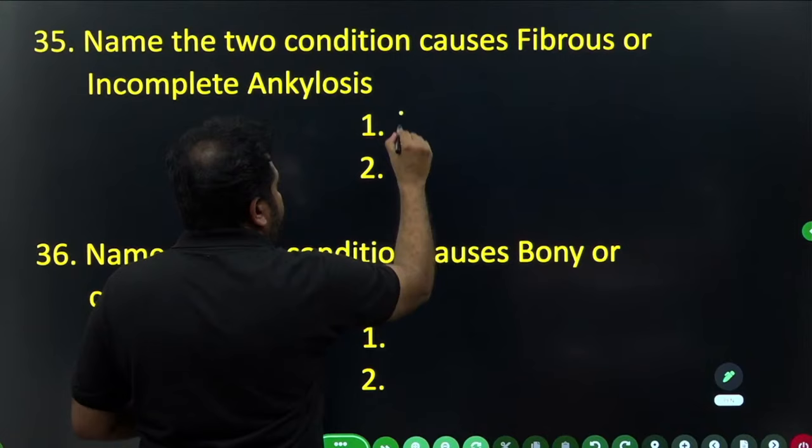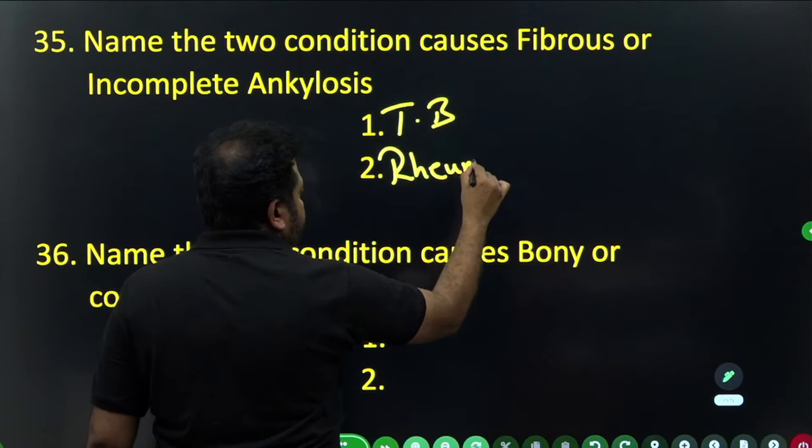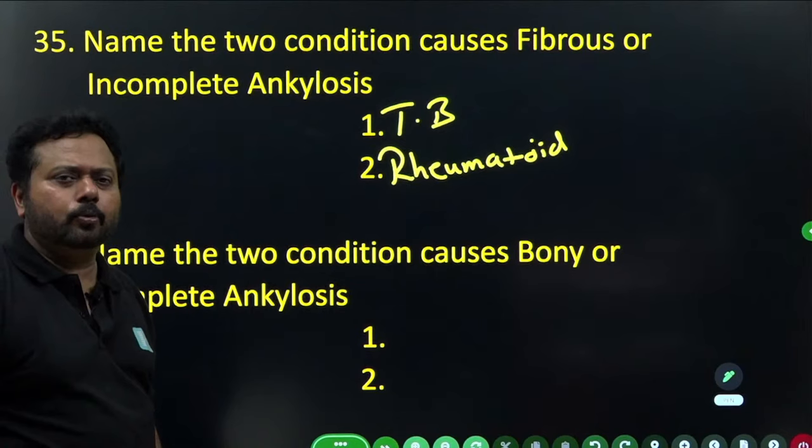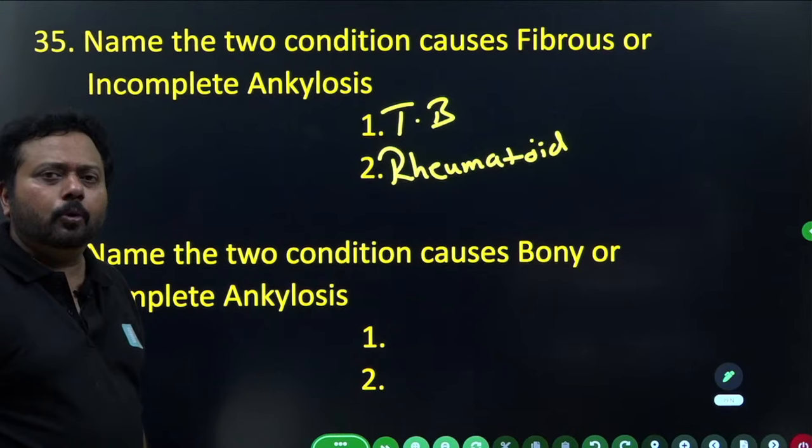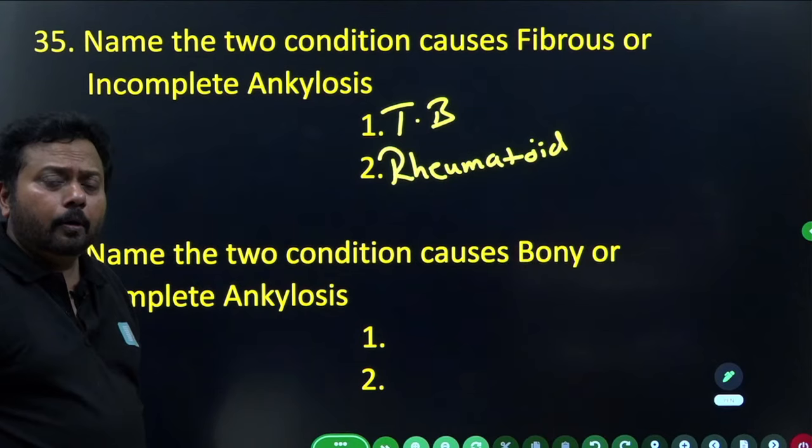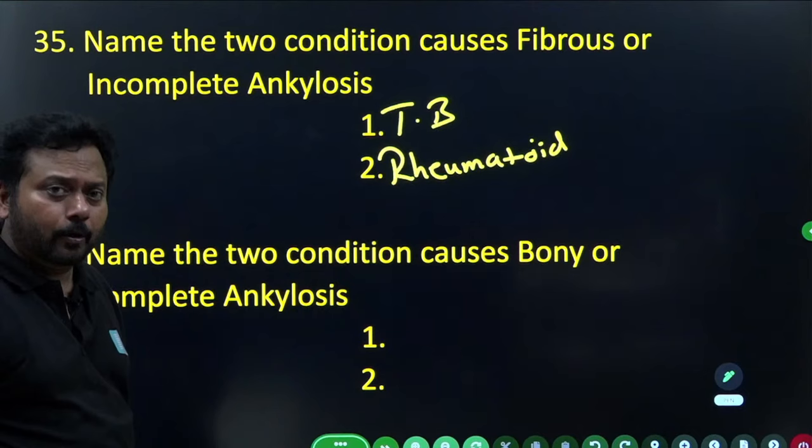Number one, tuberculosis. Number two, rheumatoid arthritis. A one lakh times repeated MCQ. Please concentrate. Two causes for fibrous or incomplete ankylosis: tuberculosis and rheumatoid arthritis. Once you know the causes for incomplete or fibrous ankylosis, you should know complete or bony ankylosis. In fibrous ankylosis, minimal pain will be there. In bony ankylosis, no pain will be there.